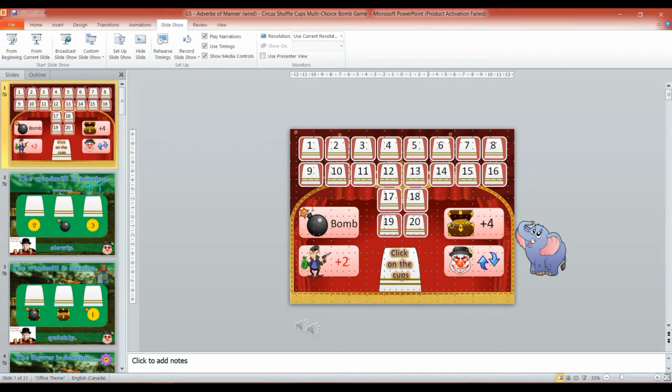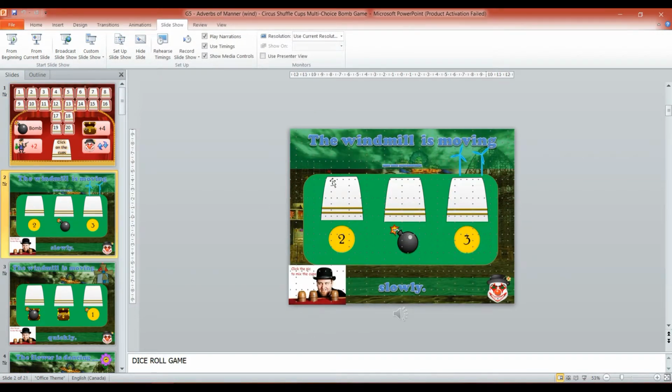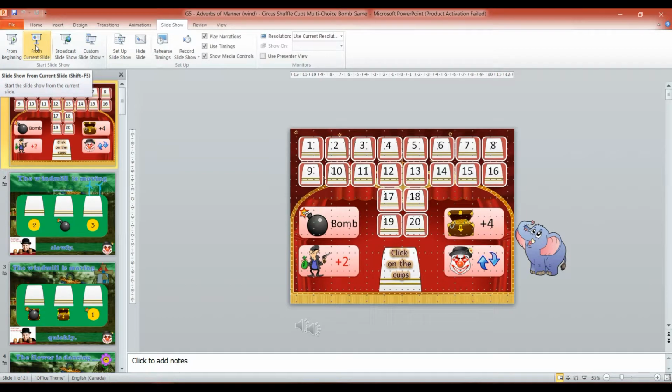So students have to select one of the numbers from the cups to go to a question, and then they have a choice of 3 cups, and under those cups there could be points or there could be bombs or other special events. So let's have a look at this in action.